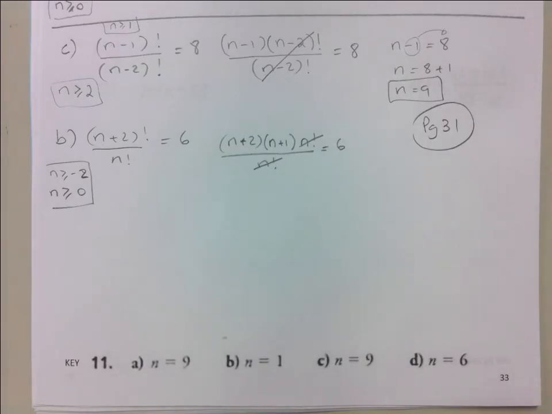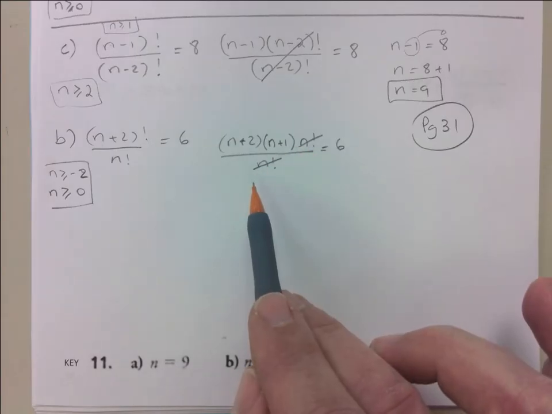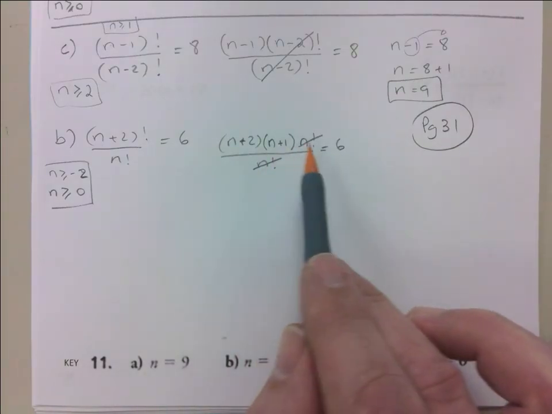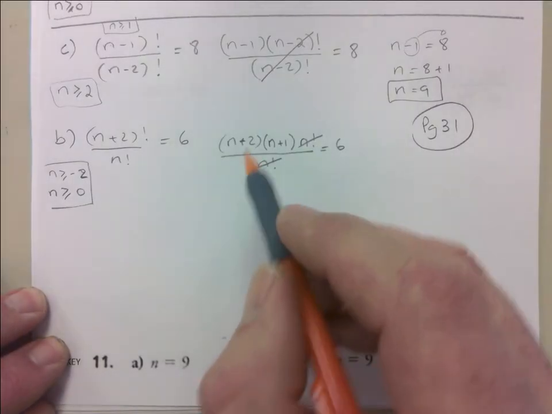Because we had an n in the denominator. The goal of doing this is to cancel out the factorial in the denominator. You want to match it. You want to keep going until you find a match in the denominator. Okay, now you got to FOIL this.